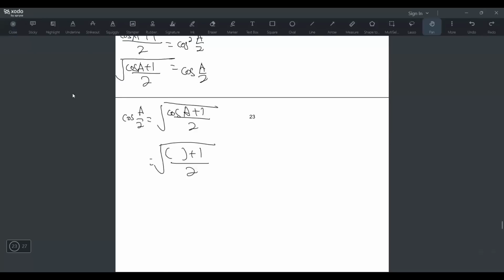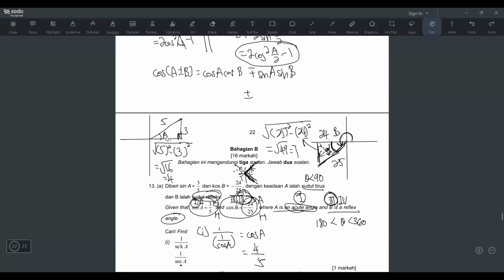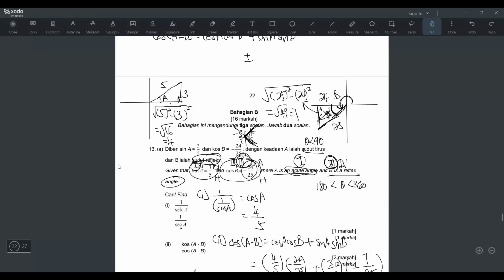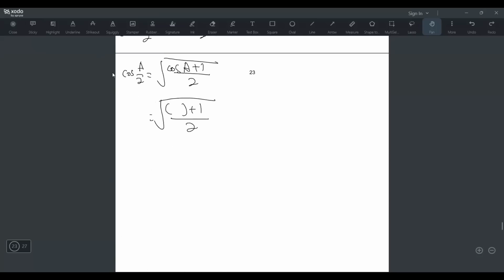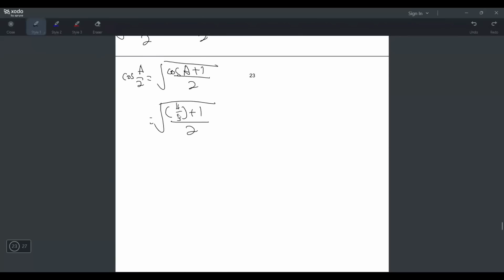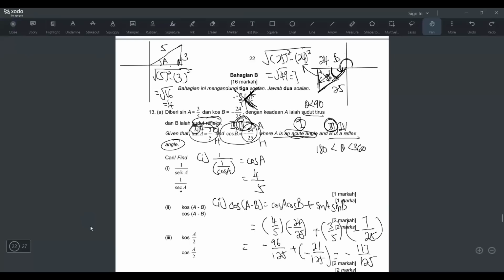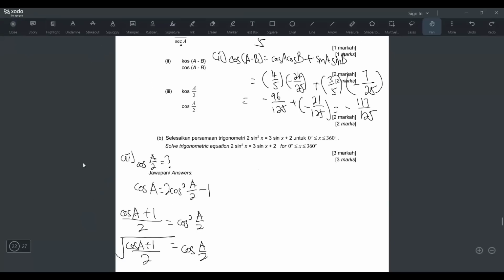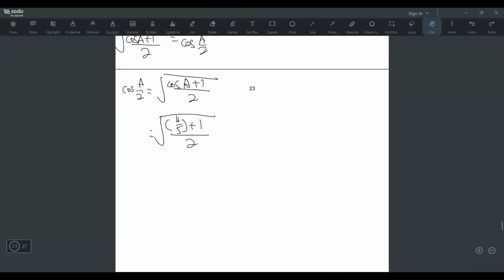So how to find cos A? Well, just go to the diagram and look at adjacent over hypotenuse. Because it's cos, adjacent is 4, hypotenuse is 5. So it's 4 over 5, right? But positive or negative? You see, I leave empty space here, okay? Because we need to check. So the angle A is in the first quadrant, so it's positive. So what is 4 over 5 plus 1? 9 over 5. 9 over 5 divided by 2 is 9 over 10, and then square root the whole thing, right?